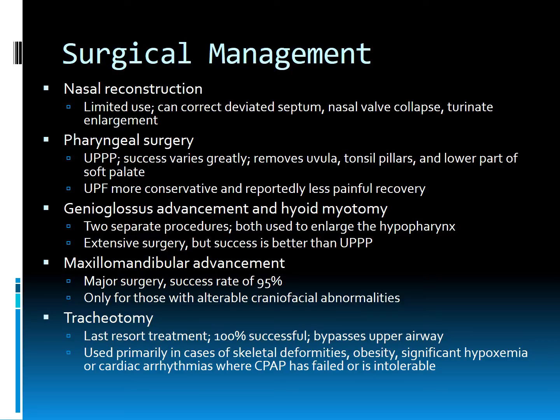The genioglossus advancement and hyoid myotomy. These are two separate procedures, and both are used to enlarge the hypopharynx. It's pretty extensive surgery, but the success is much better than the UPPP.